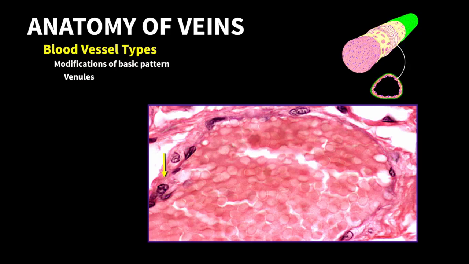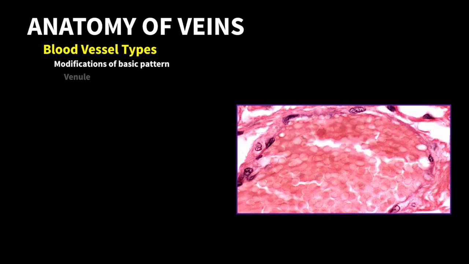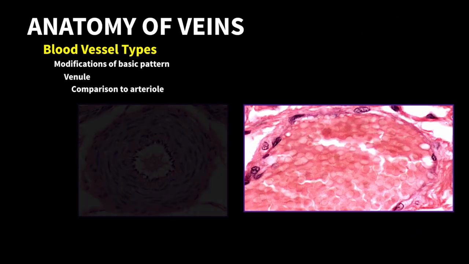Venules do not acquire a tunica media until they reach a size of about 50 micrometers in diameter. At this size, they add a single layer of smooth muscle. Note the large lumen filled with red blood cells seen here. Compare this to the muscular thick-walled arteriole.